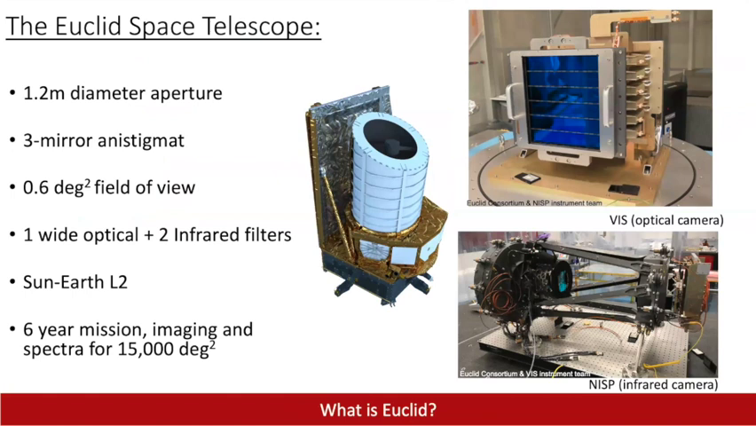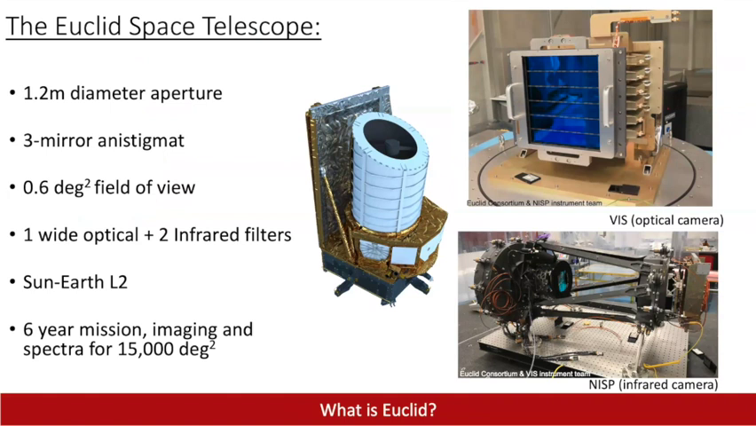So what is the Euclid Space Telescope? So Euclid weighs about as much as a normal sized elephant, about 2000 pounds. It's about half the diameter of the Hubble Space Telescope. It's a 3-mirror anastigmat, and the thing that's really remarkable about it is that it has more than half a square degree field of view. So it's both an optical and an infrared telescope.